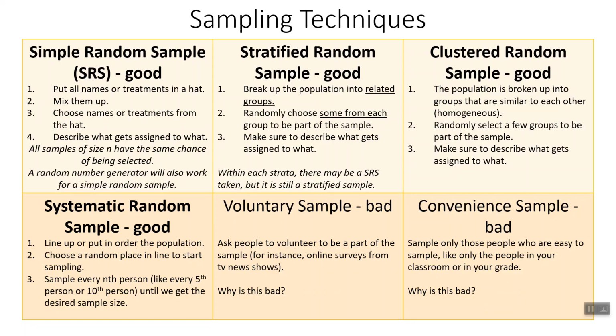All right, so what are some sampling techniques? We've got four good ones here: simple random samples, stratified samples, cluster samples, and systematic samples, and two bad ones: voluntary samples and convenient samples.